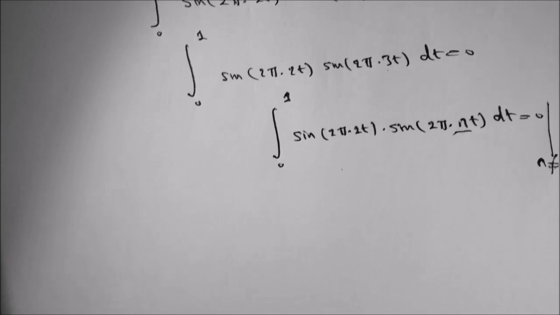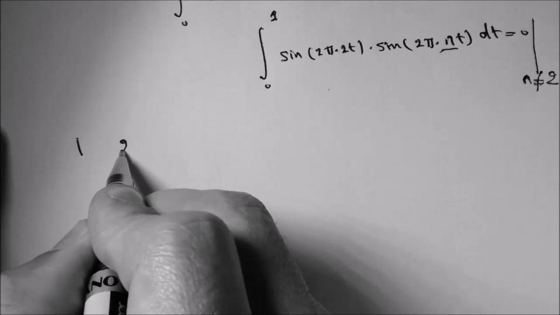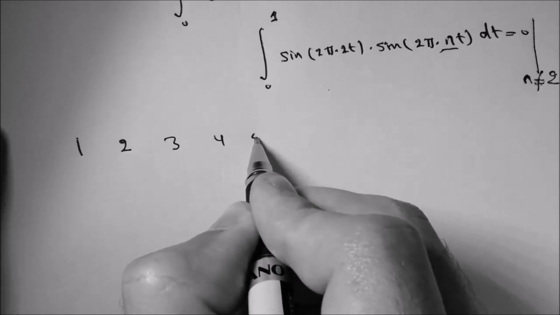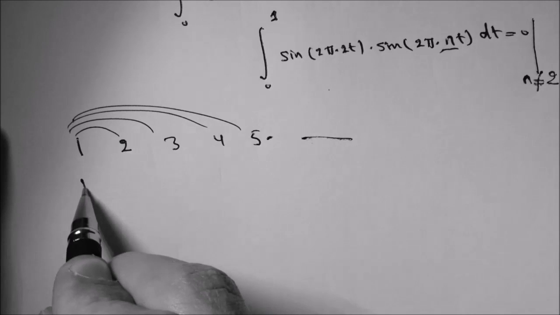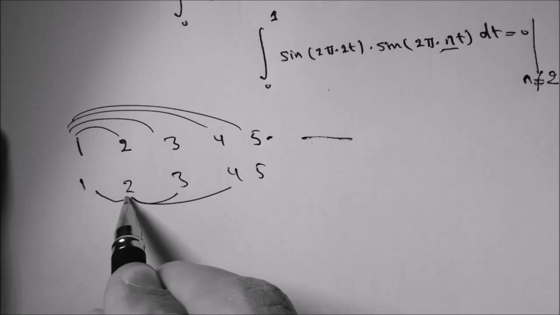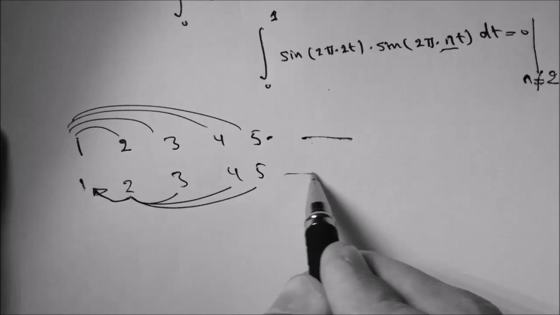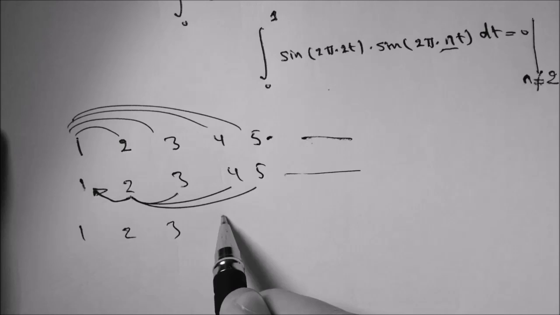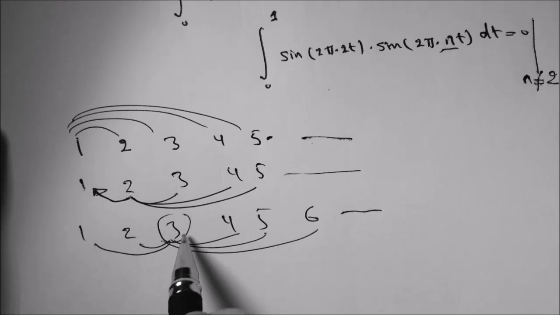Okay, now to summarize this, we say that 1 hertz is orthogonal to 2 hertz, 3 hertz, 4 hertz, 5 hertz. They appear to be orthogonal to all those frequencies, and so on. And the 2 hertz appears to be orthogonal to 1, to 3, sorry, not 2. It's orthogonal to 1 hertz, 3 hertz, 4 hertz, 5 hertz, and so on. So is the 3 hertz, it's orthogonal to all other frequencies.